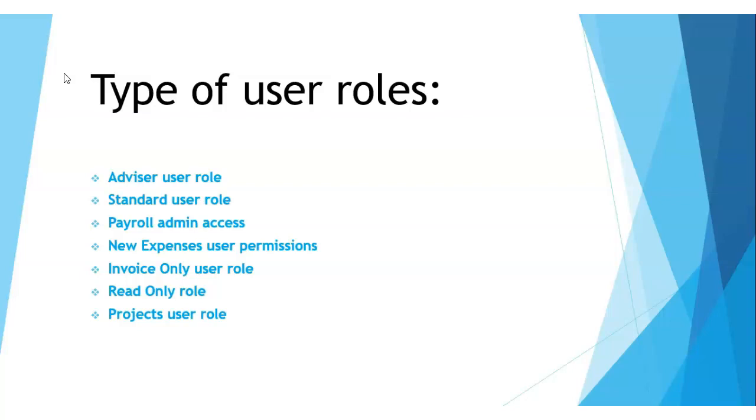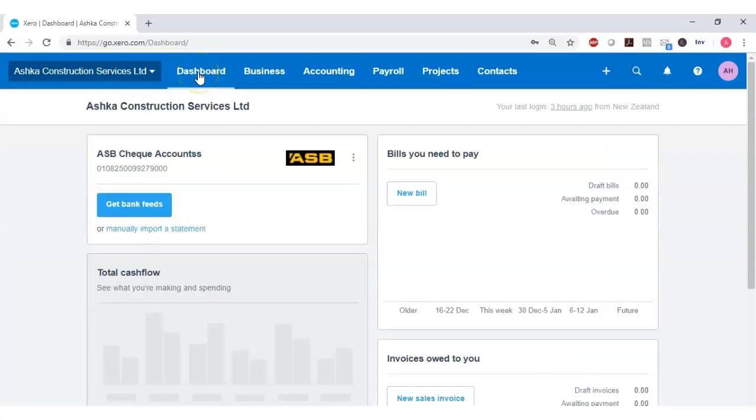Sixth, read-only role. The read-only role allows the user to access read-only reports that are published by the advisor. This role is normally given to managers, directors, board of directors, or the board of trustees members to view the read-only published reports.